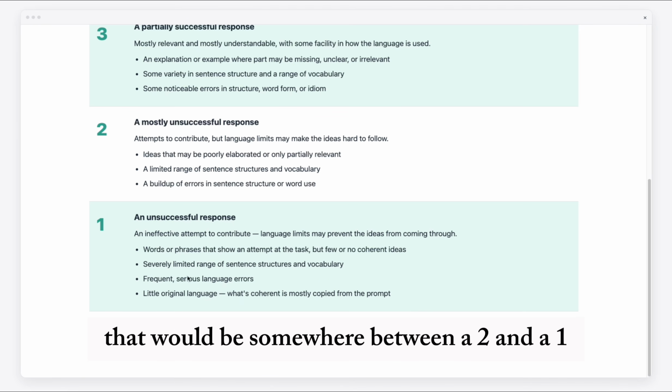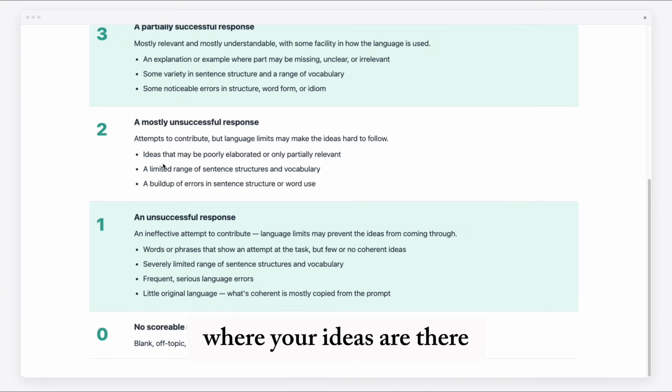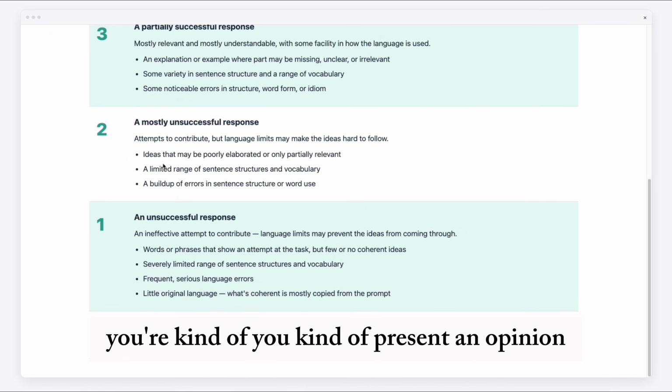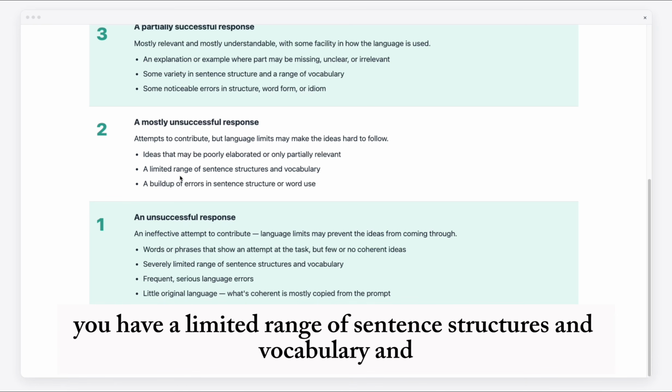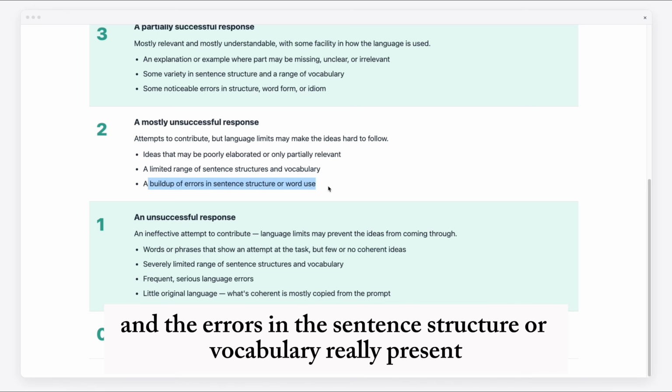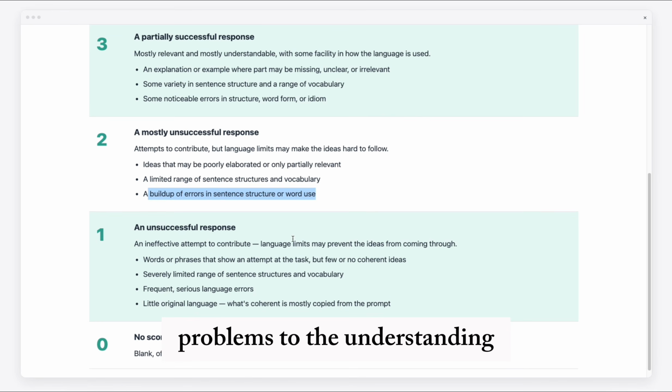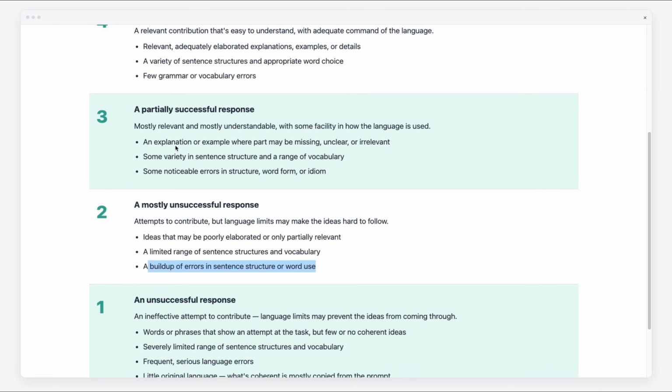Okay. A mostly unsuccessful response would be basically what I just outlined. That would be somewhere between a 2 and a 1, where your ideas are there. You kind of present an opinion, but it's really poorly elaborated, or it's only partially relevant. You have a limited range of sentence structures and vocabulary, and the errors in the sentence structure or vocabulary really present problems to the understanding.